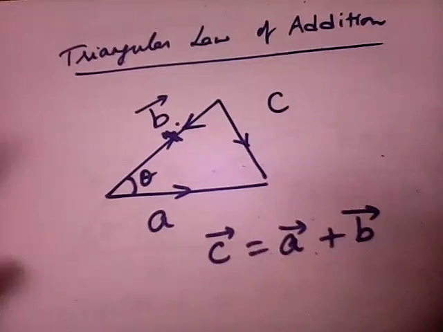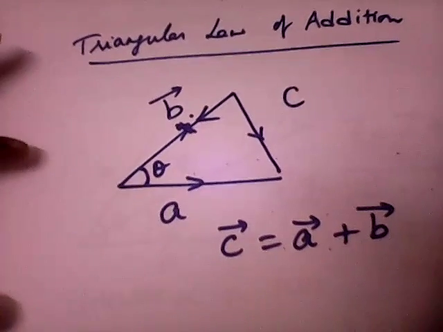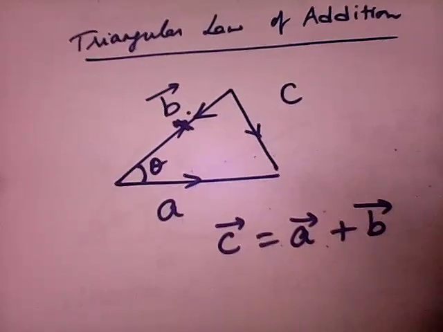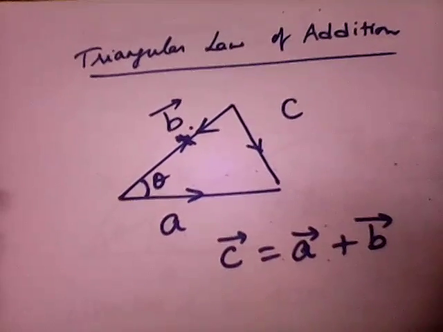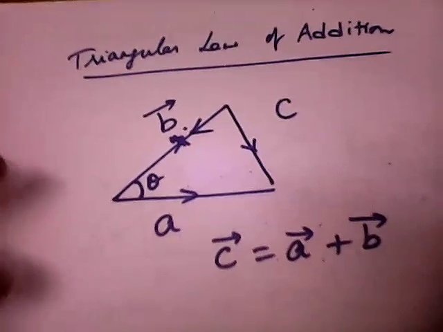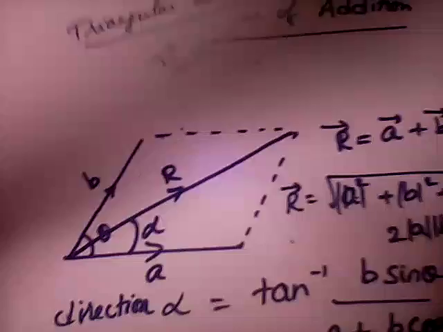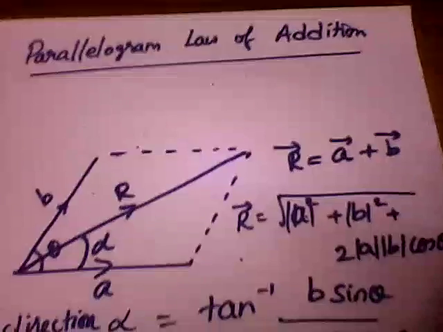If you see, these vectors, A and B, are acting in anti-clockwise direction and C is acting in clockwise direction. This is the rule behind the triangle law of addition. Next, we are going to see the parallelogram law of addition.